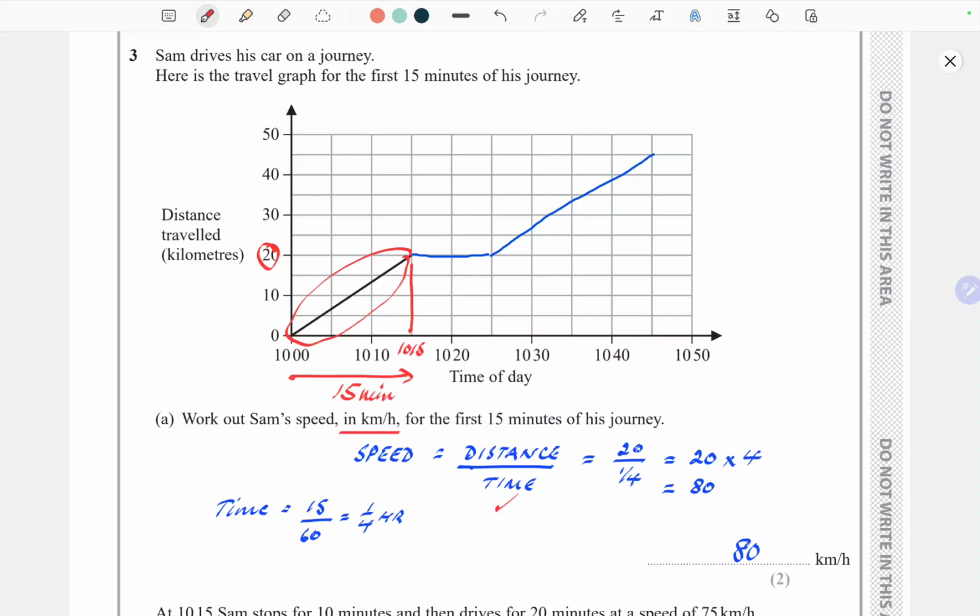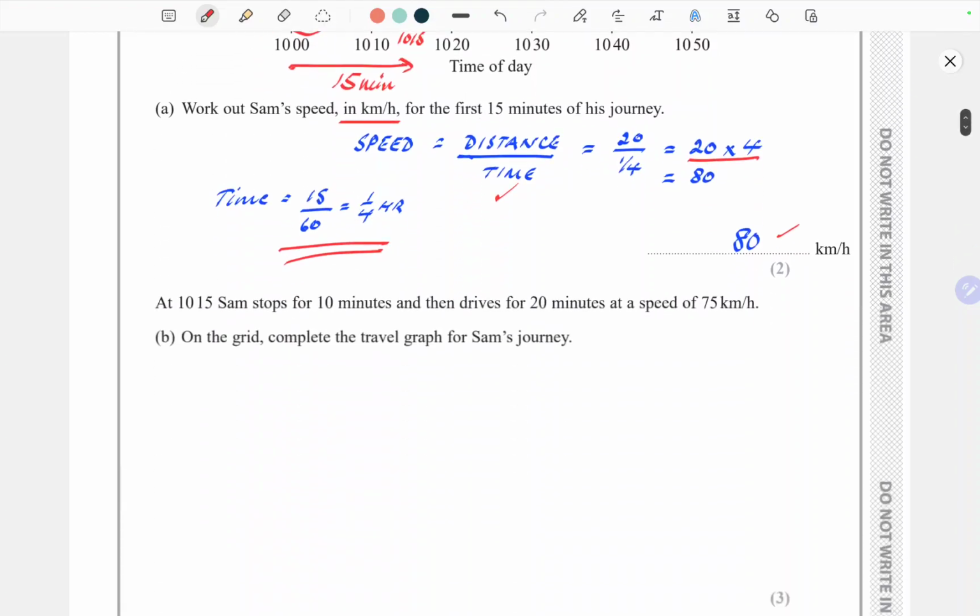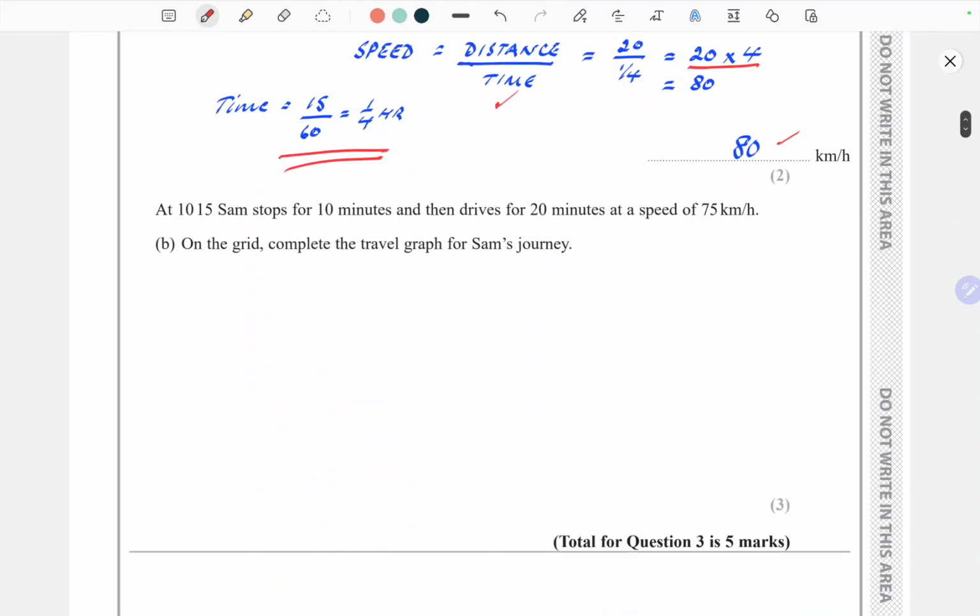So you've got to convert the 15 minutes into hours. So it's a quarter of an hour. So 20 divided by a quarter is the same as 20 times 4. If you remember fractions, if you divide by fractions, flip it upside down and times it. So that gives you 80 there. Nice and simple.